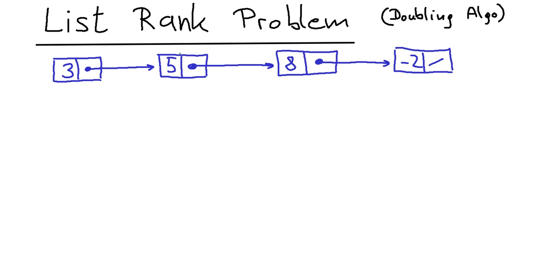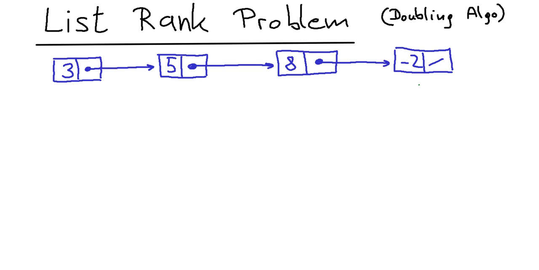Okay, so what's the list rank problem? Imagine we have a linked list here with four elements. This is the last one, pointing to null or nil or zero. We want to have a so-called list rank. We want to know the list rank for each element. The list rank tells us the number of hops until we reach the end of the list.